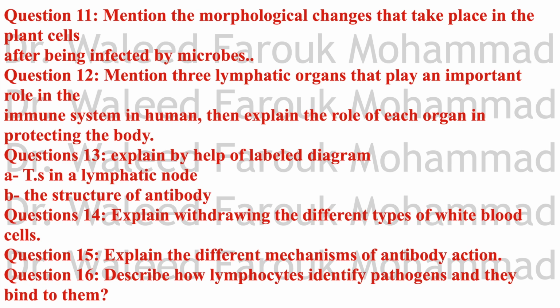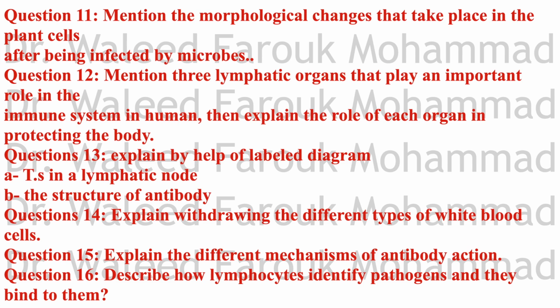Okay, 15. Explain the different mechanisms of antibody action. Remember, we discussed this before in lectures. One of the mechanisms is neutralization. It binds to the virus, and this binding will prevent the virus from adhering to the membranes of the host cell. For example, agglutination, where the antibody binds to more than one microbe, like immunoglobulin M, for example.